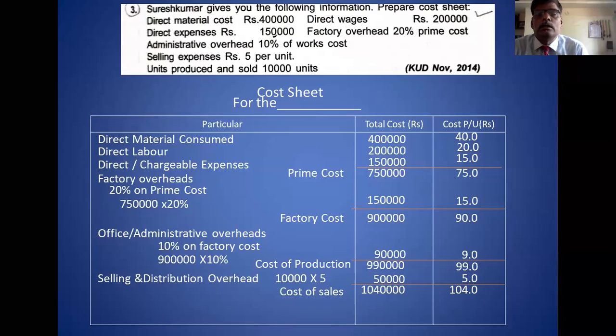Then you see, is there any information regarding the sales? Number of units produced and sold is 10,000 units, but selling price is not given. Total sale amount is not given. Selling price per unit is not given. So I am helpless to calculate the total sale and also helpless to calculate the profit. Therefore, this is the last stage. This is the third example. You see the next example.